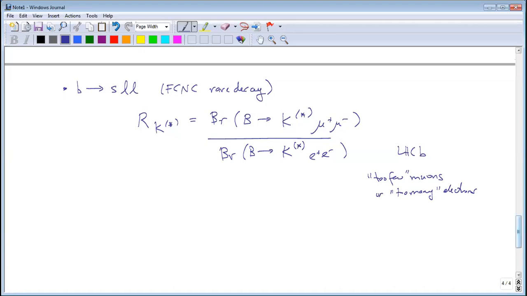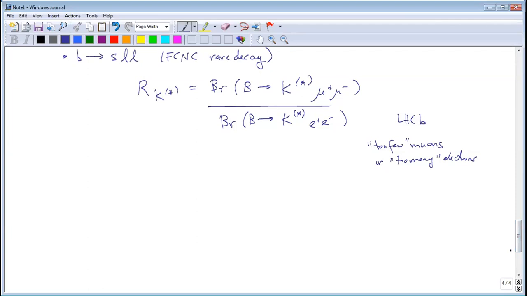So these have been around for some time, and what's relatively recent is a particular angular observable. In the B to K star mu mu decay, the K star decays to a K and a pi, so we have a 4-body decay. And there's basically a particular observable where we're seeing a discrepancy with the standard model in certain bins of Q squared.